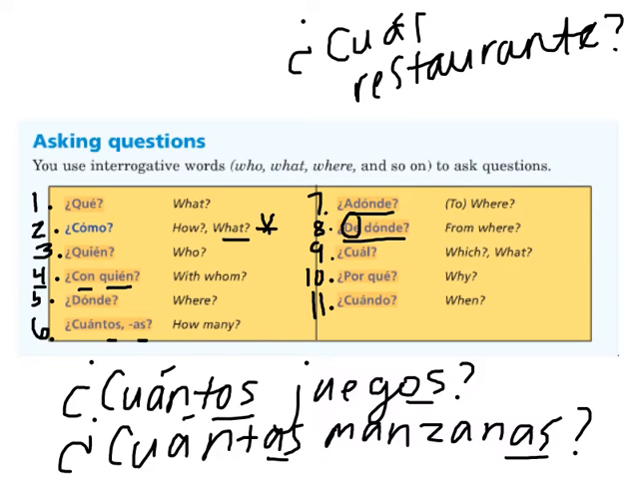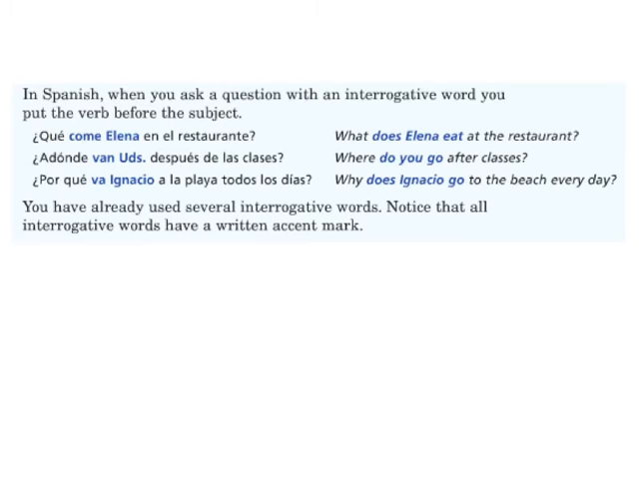We're going to talk about questions in sentences a little bit. In Spanish, when you ask a question with an interrogative word or a question word, you put the verb before the subject. And this is just going to help signify for people and let them know it's a question. So let me grab my highlighter here and we'll look at this together. ¿Qué come Elena en el restaurante? So what you're asking is, what does Elena eat in the restaurant? But because we want it to be a question, we will put Elena after come.